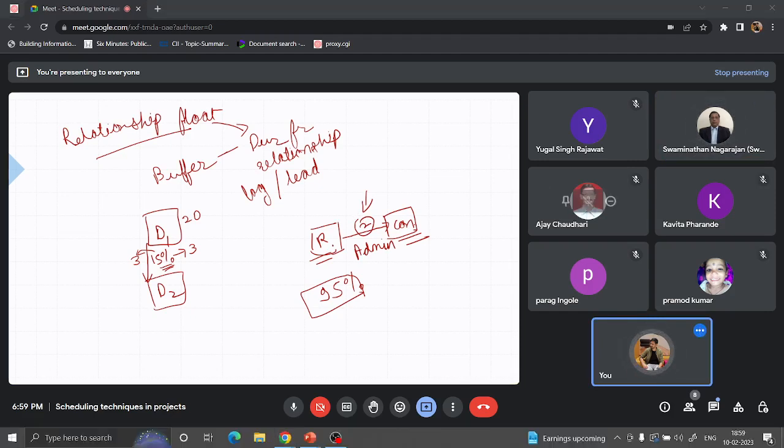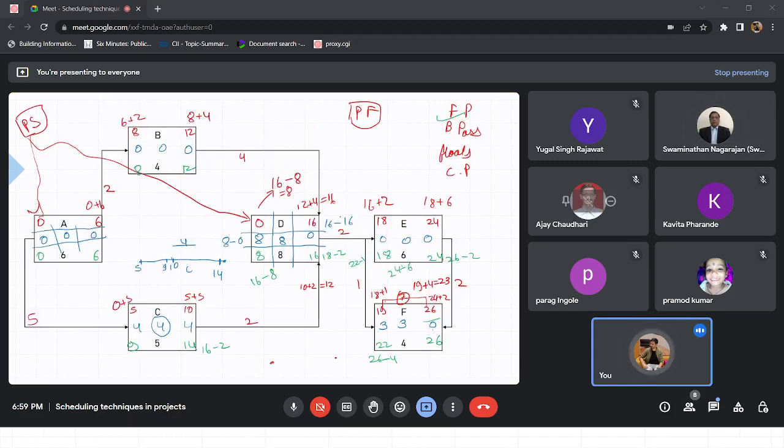So that way you can see that you also need to calculate the relationship floats, and the formula for relationship float, you must have seen it in the PPTs. I will go by the easier way. You were saying something? No, not me, sir. Yeah. Anybody else?